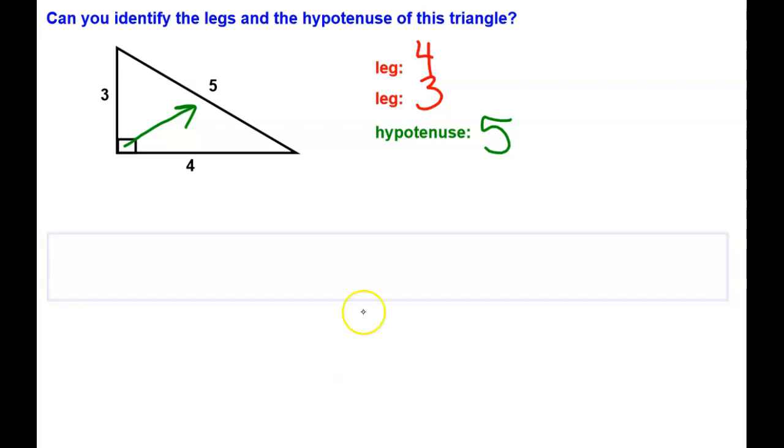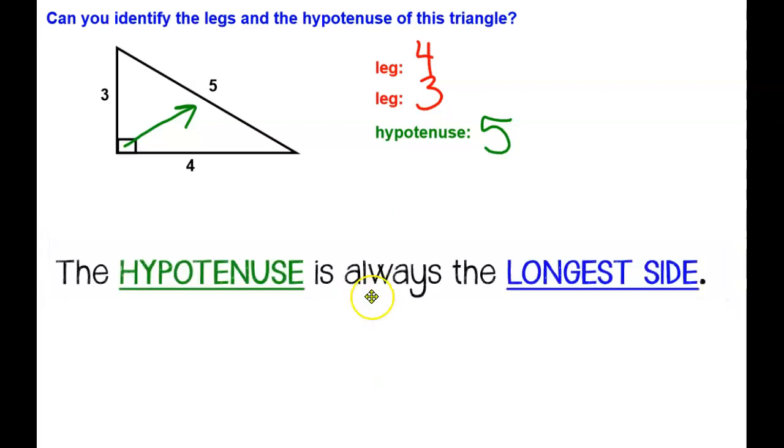So you really only need to identify the hypotenuse. And if you don't have a drawing, then all you need to remember is that the hypotenuse is always the longest side. So if all I give you are numbers, find the largest number first. That's the hypotenuse. And then you'll definitely get the legs right. Let's take a look at another example.